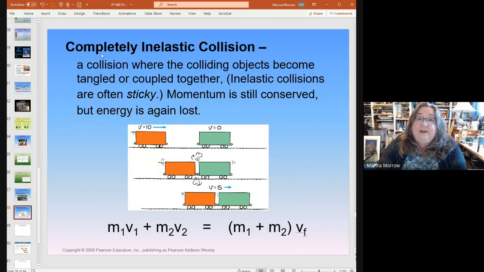Okay, now there's also a category called a completely inelastic collision or totally inelastic collision. In this case, what happens is that the objects stick together. So you can think about throwing a lump of clay at a wooden block, right? It would stick to it, but that would be a collision. And you might be able to throw hard enough that you're able to knock that block off the table or something. So the idea is that you can have a collision and the objects are coupled together or stick together and momentum is conserved. But again, some energy is lost, not all of it.